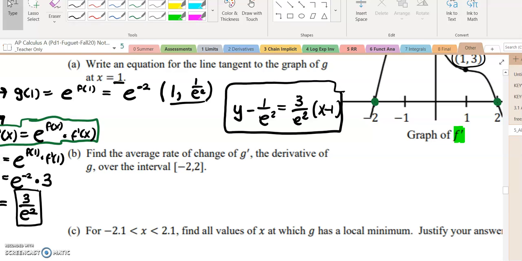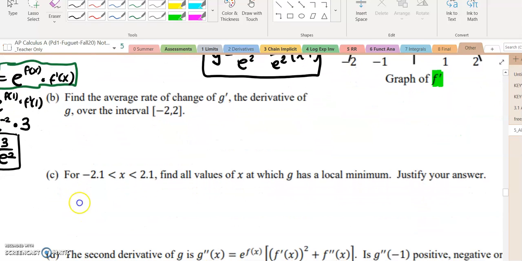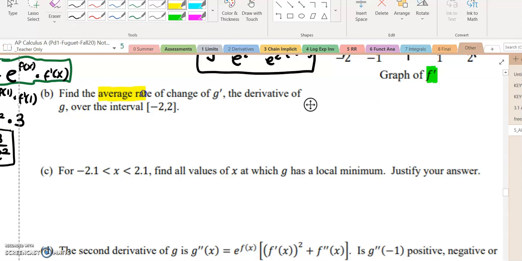Moving to part B, it's asking us to find the average rate of change of g prime. Whenever you see average rate of change, I want you to remember immediately that average rate of change is the slope of the secant line, aka the slope formula you learned back in Algebra 1, y2 minus y1 over x2 minus x1. And we're finding that average rate of change of the graph g prime, so the output values of g prime are what we're using. The last thing it gives us is the interval. So the formula we're going to set up is we're going to evaluate g prime at 2.